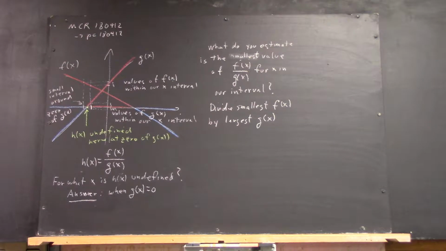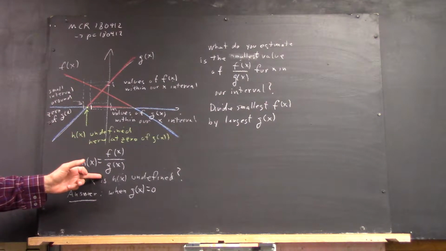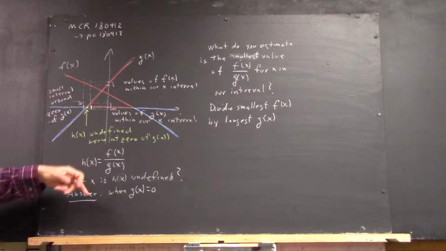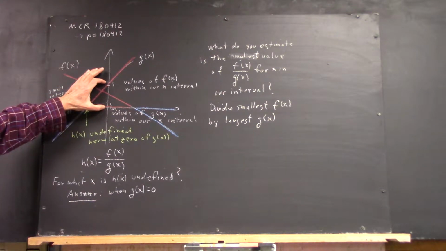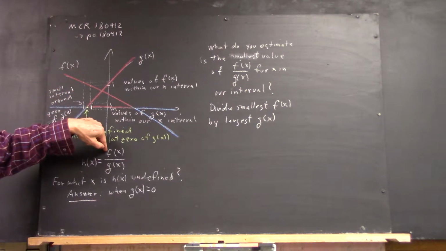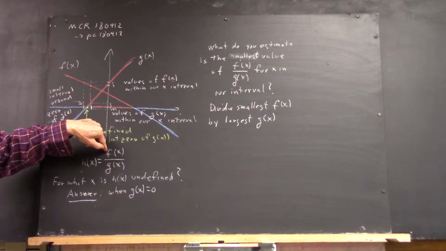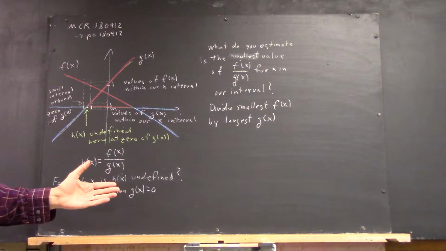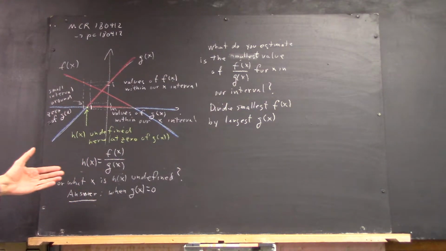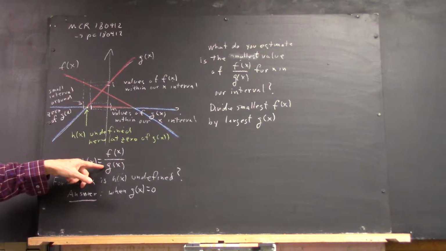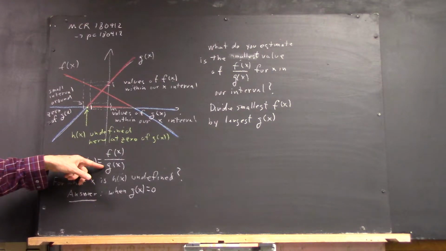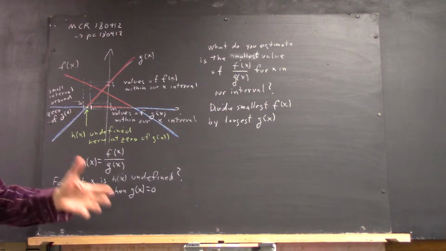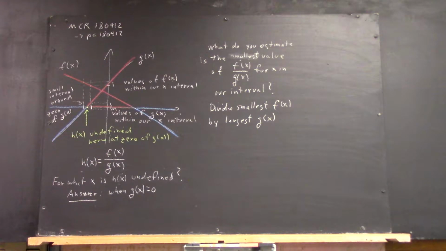Divide the smallest f of x by the largest g of x. If you're dividing f of x by g of x and you want the smallest possible value, and you've got a range of values for f of x from here to here, you're going to use the smallest one, right? Because the smaller f of x is for a given g of x, the smaller your h of x is going to be, right? And you're going to use the biggest g of x because the biggest g of x will go into whatever your smallest f of x is fewer times than any other, right? Okay?